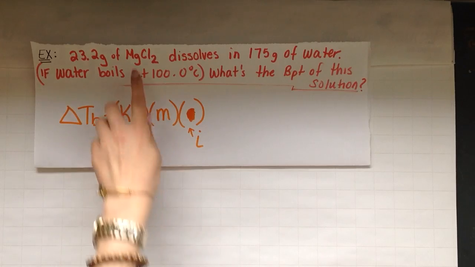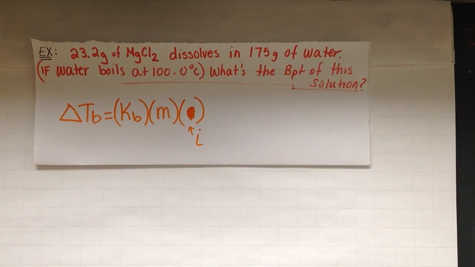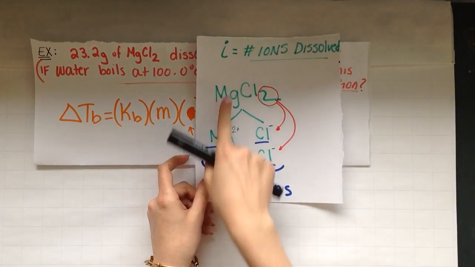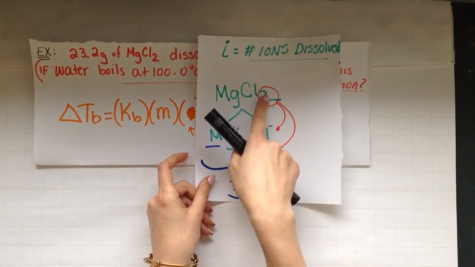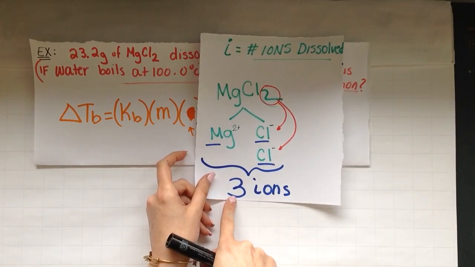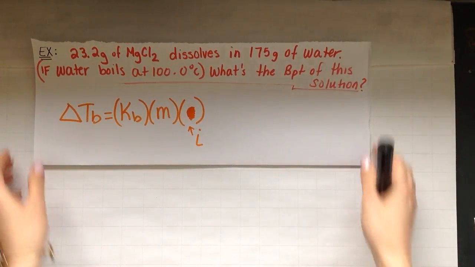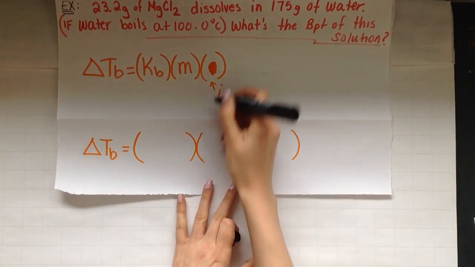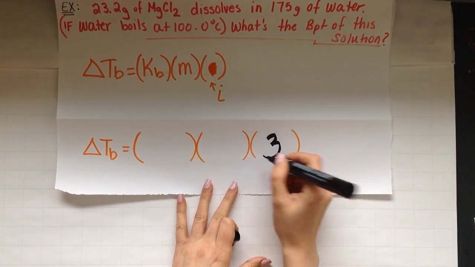Now, going back to my problem, I still need to solve for i. If you remember, we're dealing with MgCl2. So let's take MgCl2 and dissociate it. I get Mg2+ and 2 chloride ions for a total of 3. Now let's plug in all of these numbers and solve. So I just said my i is 3.